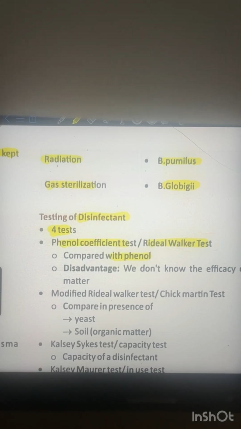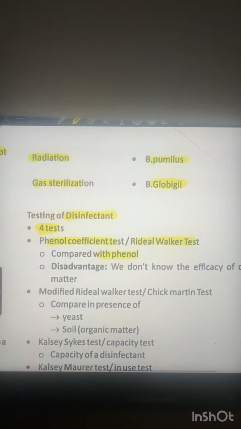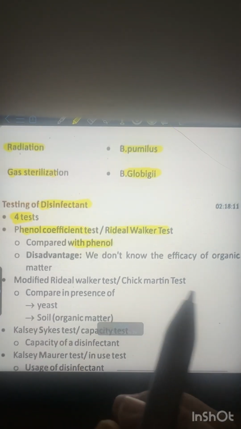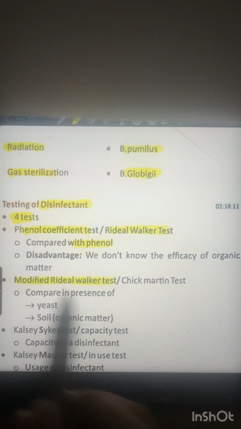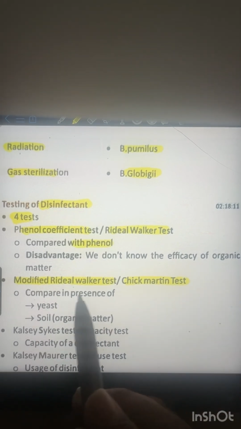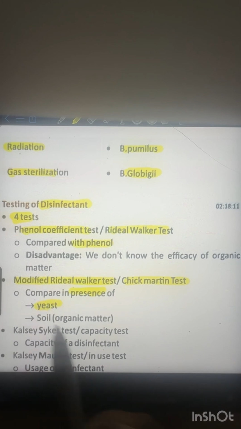But is this the best method? You just compare with someone who's getting 40-50%. No. I want to compare it with someone who's getting 90%. I want to compare the toppers of the class. So now, instead of Rideal-Walker, I do modified Rideal-Walker, and that is modified. Think of some modern name. Chick-Martin test. Chick is a modern name. Okay? So Chick-Martin test is the modified Rideal-Walker test, and this is going to compare in the presence of yeast, soil. It will actually tell you the ground reality that if you have soil, if you have yeast, if you have fecal matter, is your disinfectant going to work? In the presence of yeast, in the presence of soil, or in other words, any kind of organic matter.